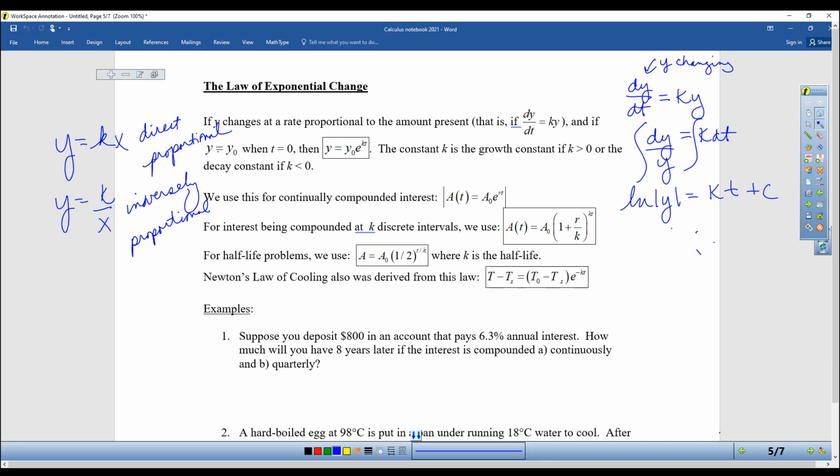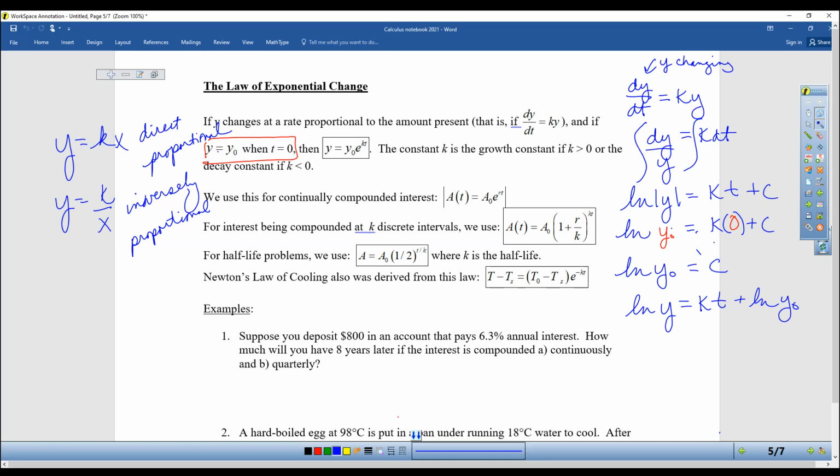Now I'm going to plug in what they told me. They told me that one of the points is 0, y0. So I'm going to put a 0 in here and a y0 right there. So the natural log, now it's an amount, so it's already positive. I don't need my absolute value. Natural log of y0 is k times 0 plus c. So c is equal to natural log of y0. So now I have my formula, which is natural log, and again, y is an amount, so I don't really need my absolute value, is equal to kt plus the natural log of y0.